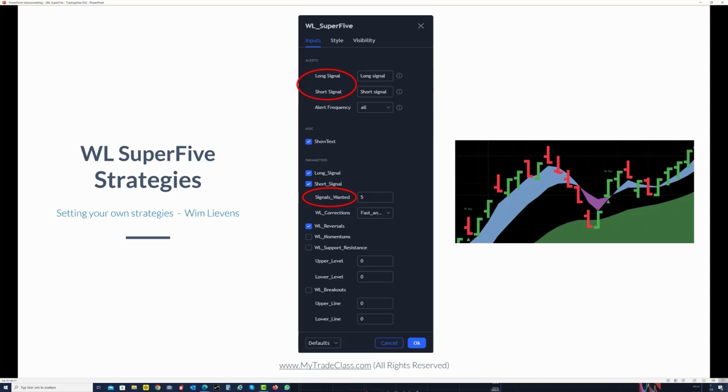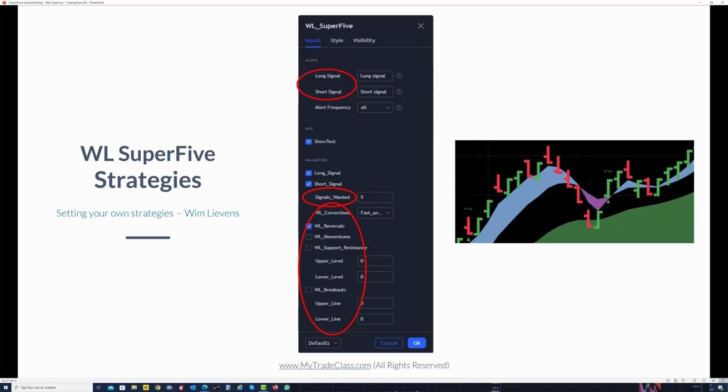Okay, so that's another. If you say, no, I want to be alerted on all corrections, well, the 5, you change it to 99, and then you'll get all the corrections. Okay, so that's one. You have corrections. I will explain this in detail later. You have 4 types of corrections, so there are 4 different possibilities in there. You have the reversals. I'll just go a little bit further. You see here, these are the 5 strategies: corrections, reversals, momentum, support and resistance tests, breakouts, where you can set the levels. I'll explain that as well.